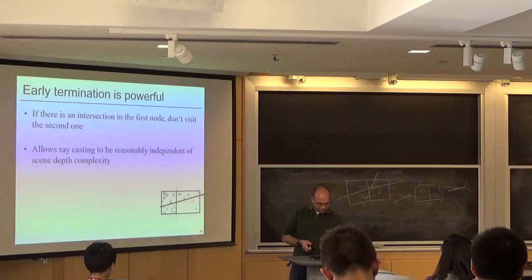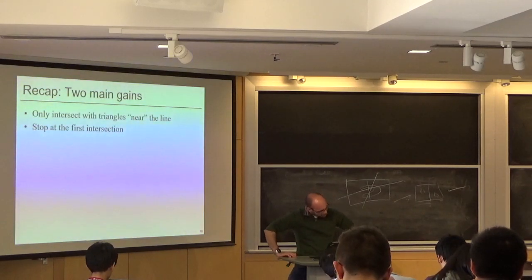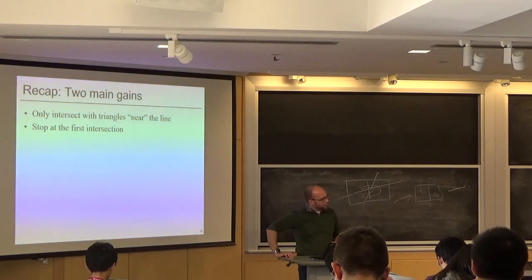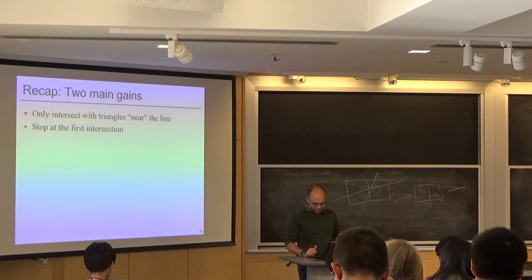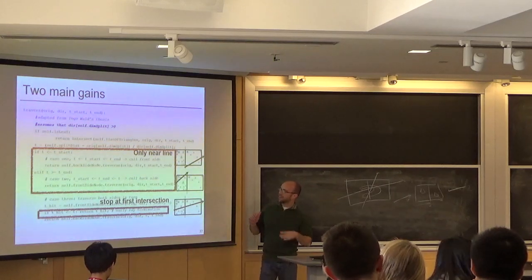Okay, there's a quick recap. We have two big gains here. One is that we're only intersecting the triangles near our ray, and the other is that we stop at the first time that we intersect. Those are the big two things that happen. And you see both of those reflected in our code here.